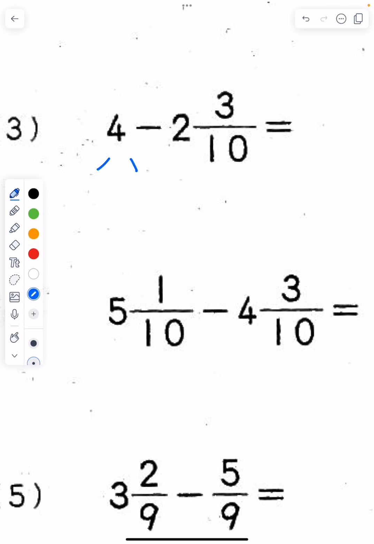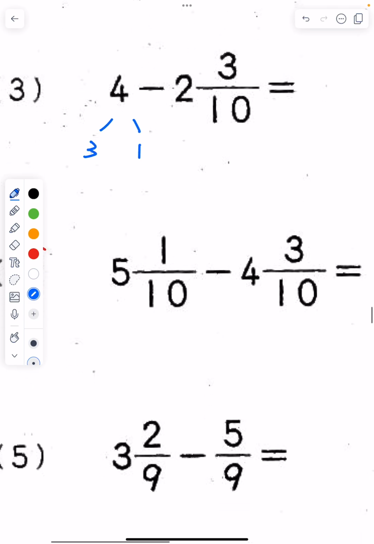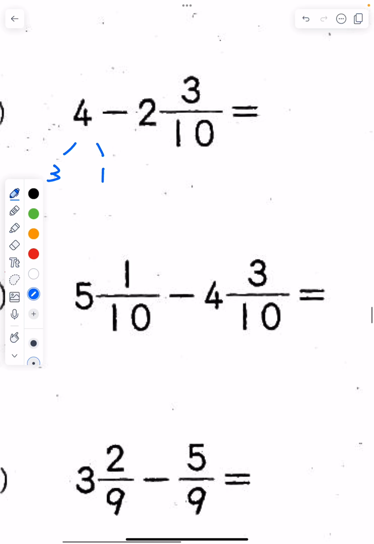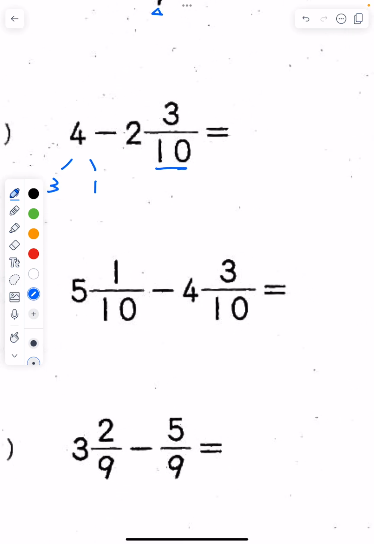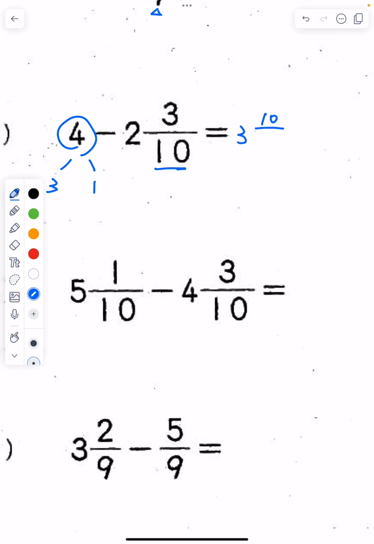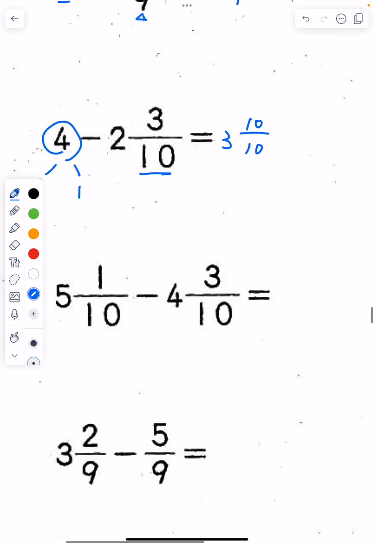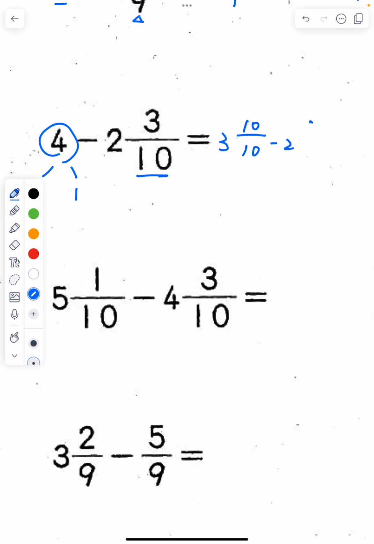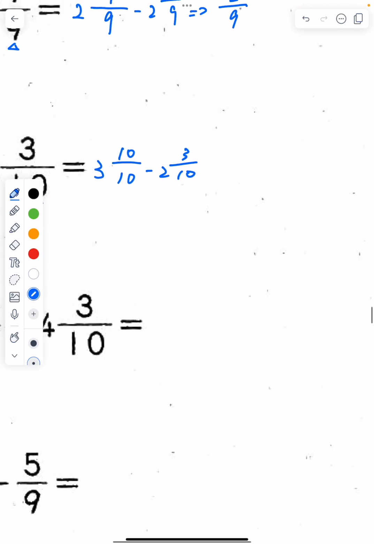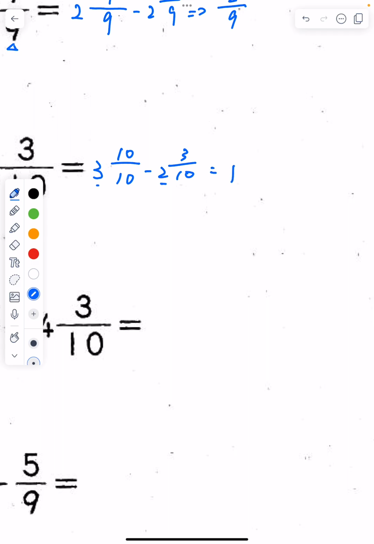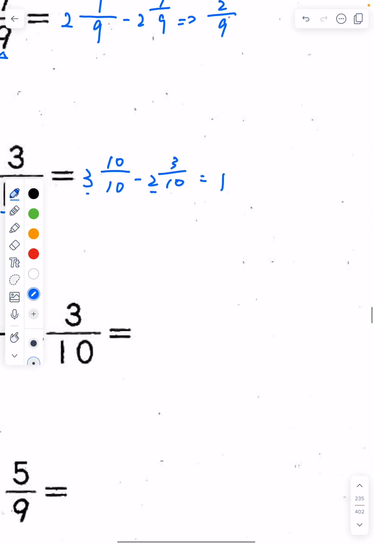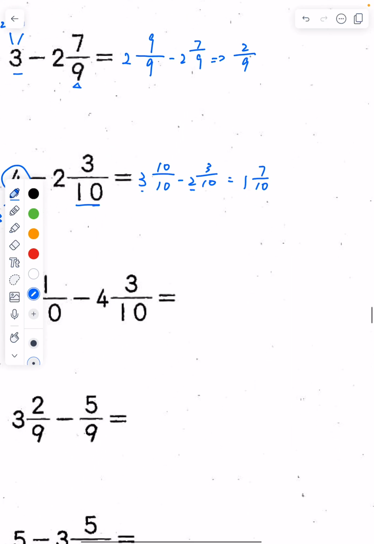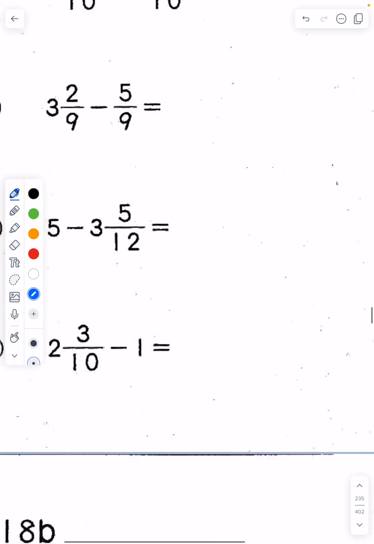First thing, again, we're going to break this 4 into 3 and 1. And now, according to the second fraction, we have 10 over here as a denominator. So we're going to change this 4 into 3 and 10 over 10. Sorry, my bad, 10 over 10. And we're going to use that to subtract 2, 3 over 10. The whole number minusing the whole number will be equal to 1. And then we use 10 minus 3. The numerator subtracting the numerator will be equal to 7. Denominator stays the same, it's 10. So my final answer for this one will be 1, 7 over 10.